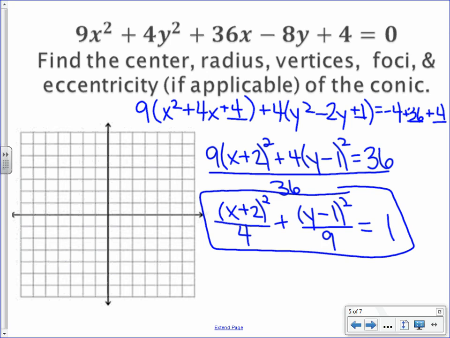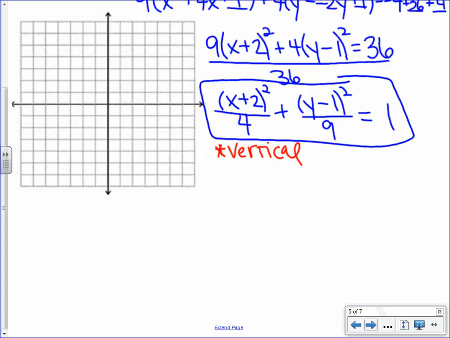Okay, we're in standard form. Is this a horizontal or a vertical ellipse? It is vertical because our bigger denominator is associated with y. Y we think of as vertical. Okay. All right. First thing we always need to identify is the center. Where is our center? Very good. Negative 2, 1.